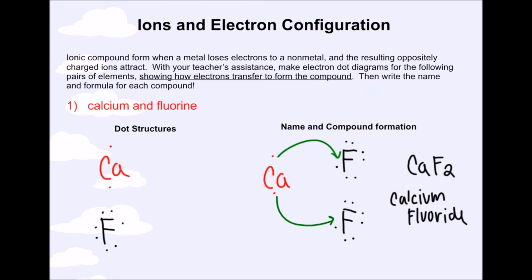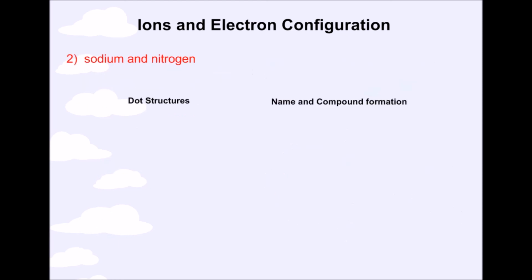Okay, let's look at the next one. Sodium and nitrogen. So sodium is Na, it has 1 valence electron. Nitrogen is just N, and it has 5 valence electrons. So again, sodium, because it's the metal, is going to give away its electrons. Nitrogen, as the non-metal, is going to gain electrons. So we're going to put nitrogen in the middle here. If I have 1 sodium, this electron from sodium can pair with that nitrogen. Well, nitrogen's not happy. It doesn't have 8 yet.